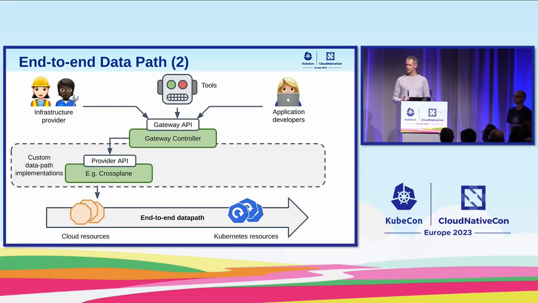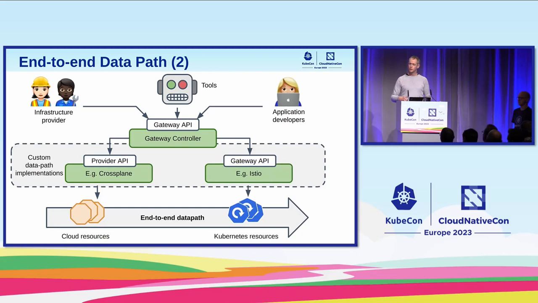We need something there, or we may need something there. In the same way, we could let our controller create, let's say, deployments. We could also let our controller create, through the Gateway API, a data path that can be implemented by another controller. For example, we could use Istio, which is also an API gateway implementing controller, which implements a data path already. So we could also create a data path in this way.